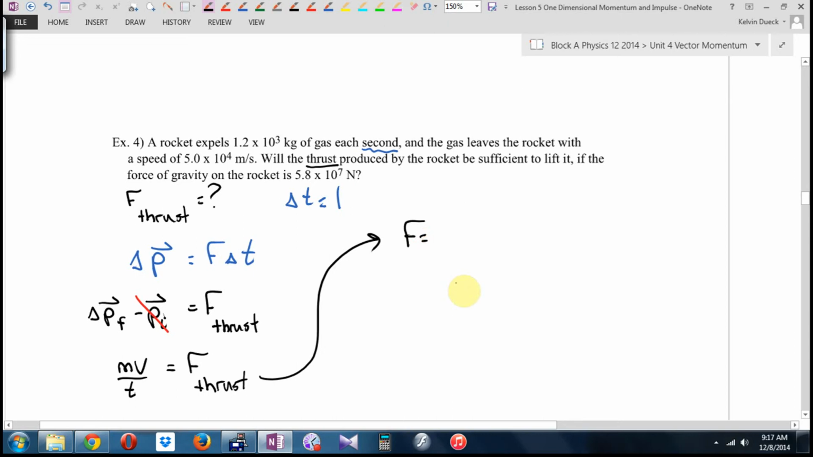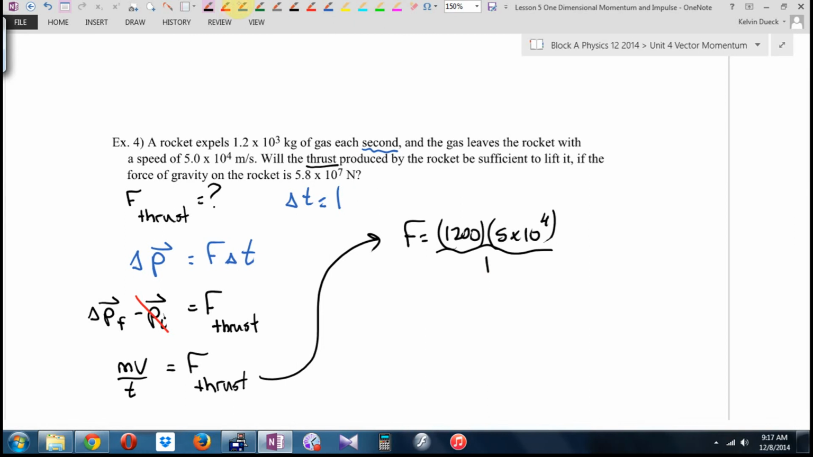It's going to be the mass, 1200, times the speed, 5 times 10 to the 4th, divided by 1 second. I won't bother dividing by 1. Will this rocket get off the ground?